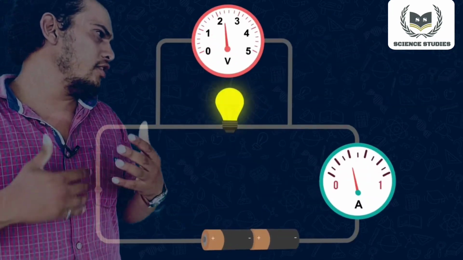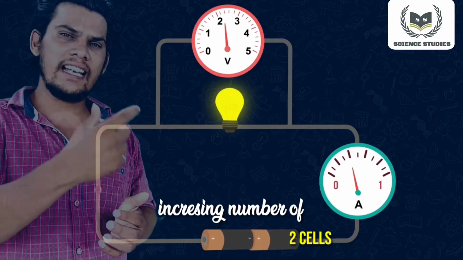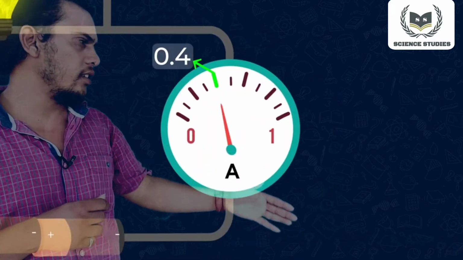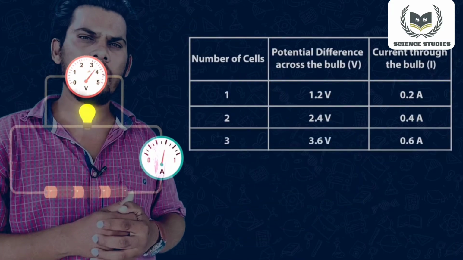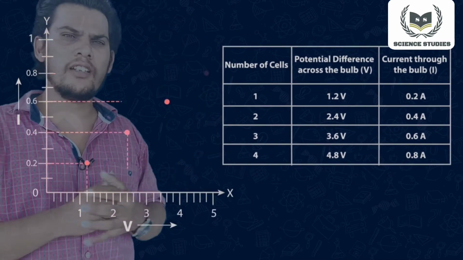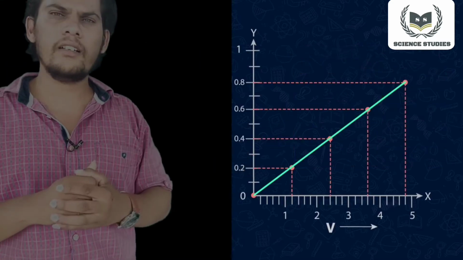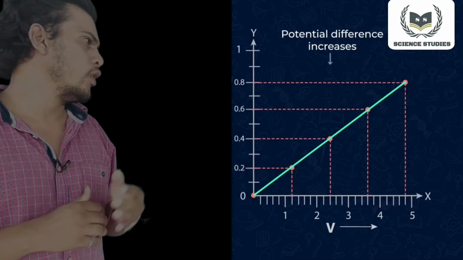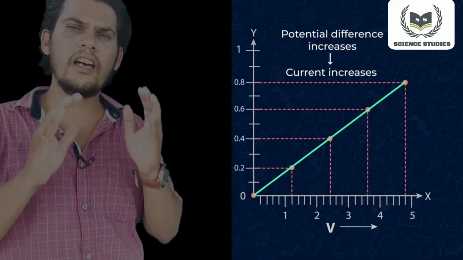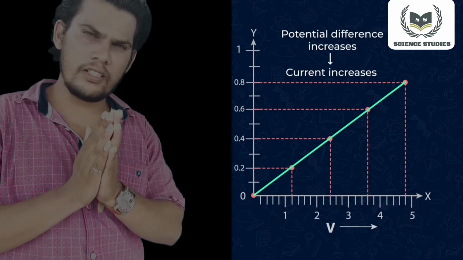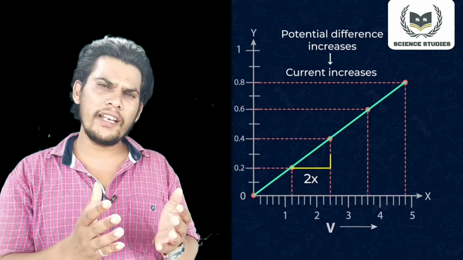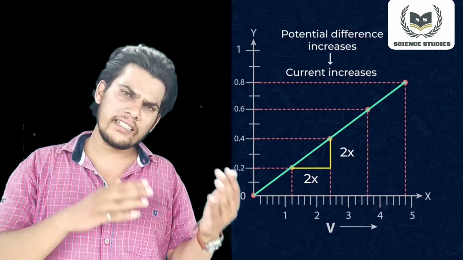By taking these values repeatedly, doing the activity by increasing the number of cells in the circuit, we can get a number of values like in the table. If we draw a graph by taking voltage and current on the x-axis and y-axis, we will get this graph. So this graph indicates that the ratio of current and voltage is constant. The current flowing through a conductor is directly proportional to the voltage or potential difference across that conductor.